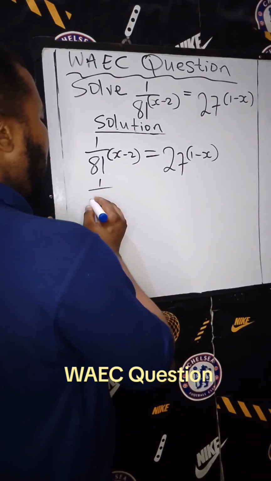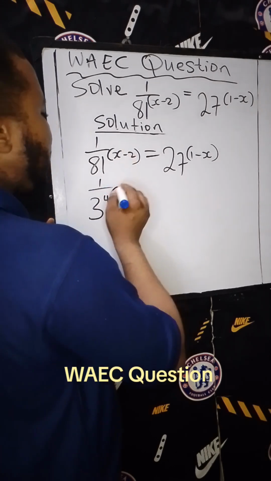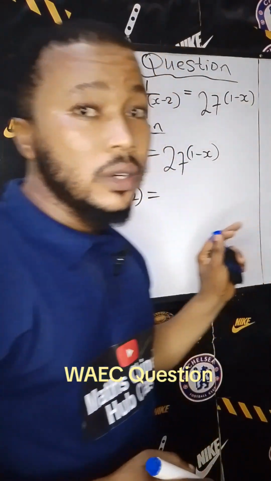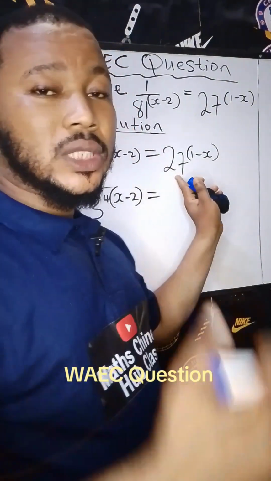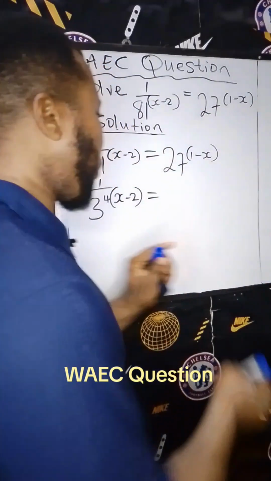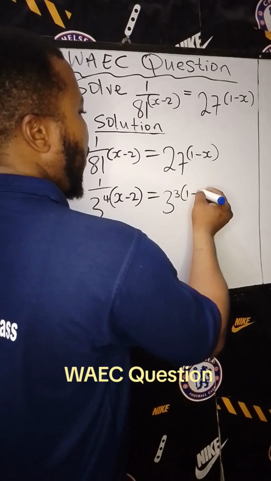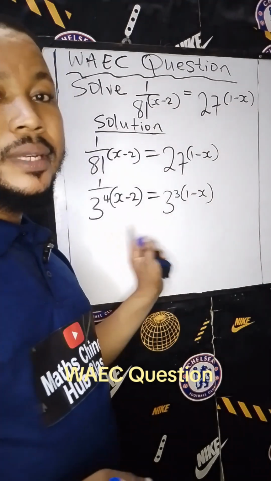So we are going to have 3 raised to the power of what? 4. Of course, we bring in this one, (x minus 2), is equal to the same thing for 27. If you take 3 here, 3 is going to be 3 raised to the power of 3. 3 times 3, 9. 9 times 3, 27. So we're going to have 3 raised to the power of 3, also in bracket 1 minus x. You can see now we have the same number, the same base, 3.